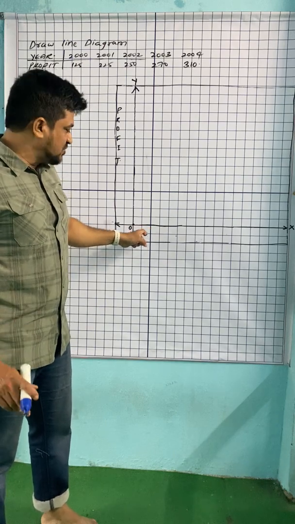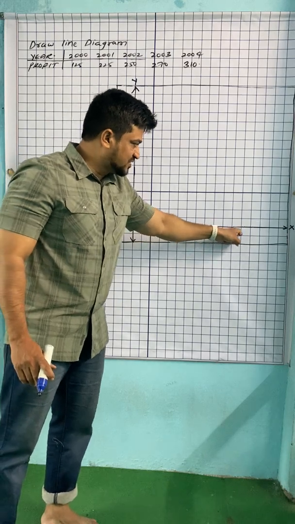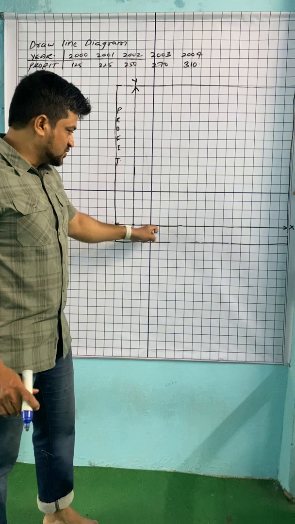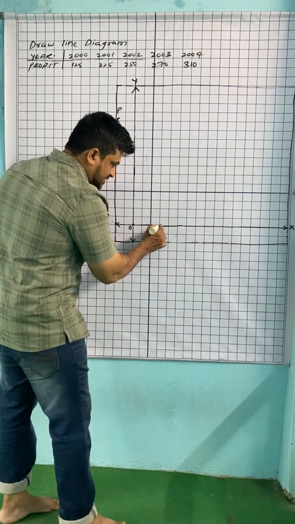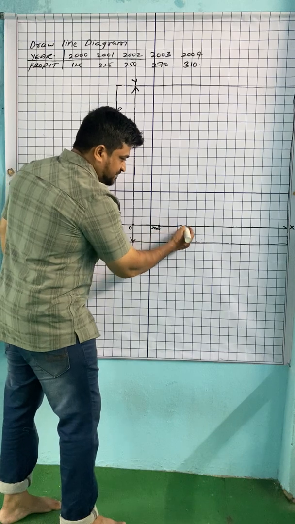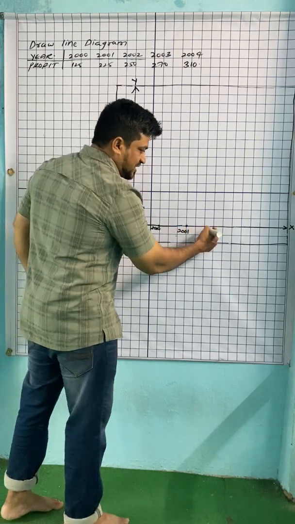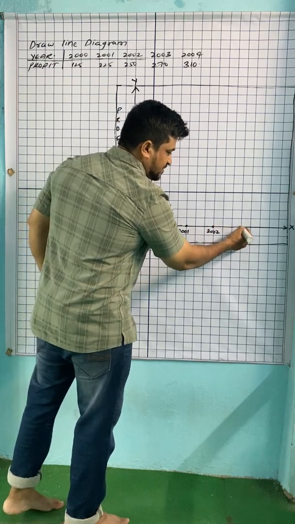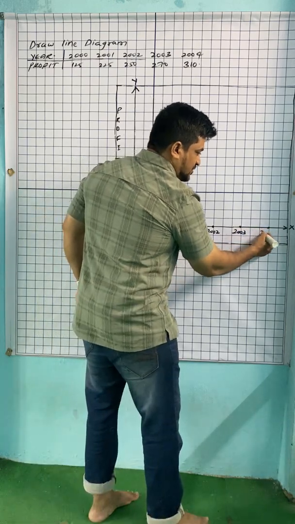If I leave 3 boxes, 2001, 2002, 2003, 2004. 2000, 3 boxes for 2000. Here from 0 to this I am taking 2000. Here 1, 2, 3, I am taking 2001. 1, 2, 3, here I am taking 2002. 1, 2, 3, 2003. Again 1, 2, 3, 2004.